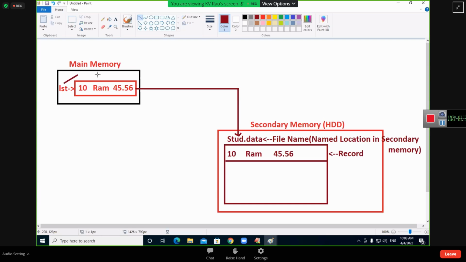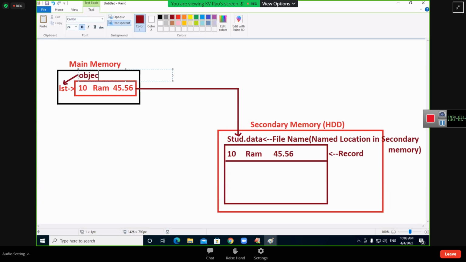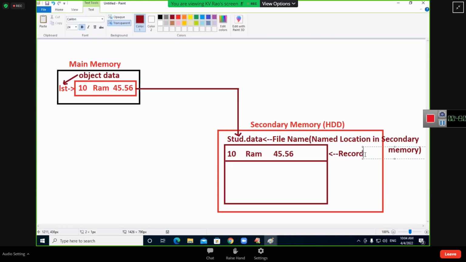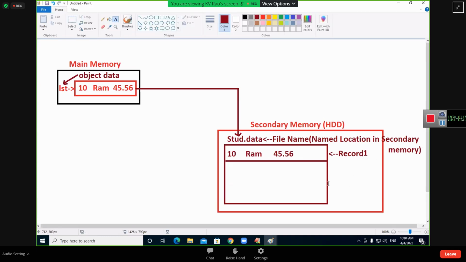Object data or not? This is known as list object or tuple object or set object or frozen set object, whatever it is. This is called object data. Resides where? Main memory. Such a type of object data is sent to which memory? File of which memory? Secondary memory. And that object data becomes what? Record. Record 1. That is called record 1.